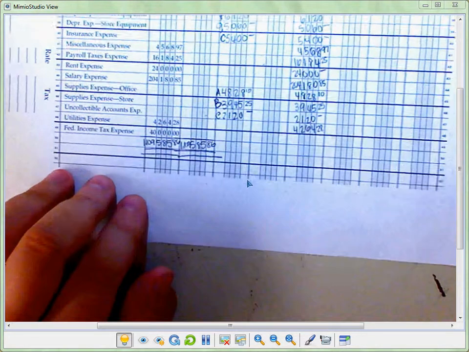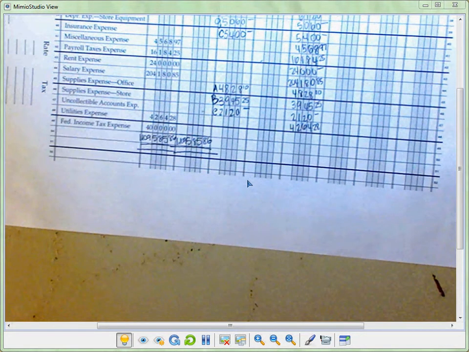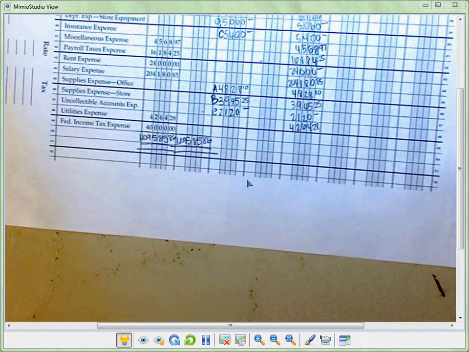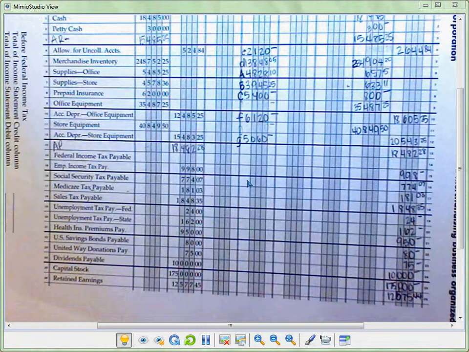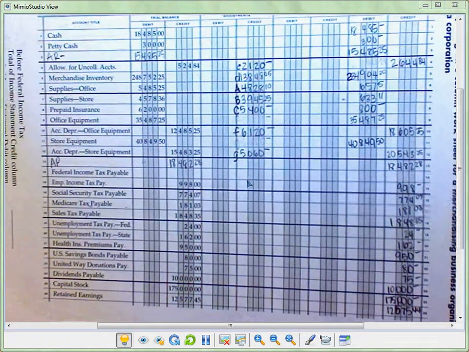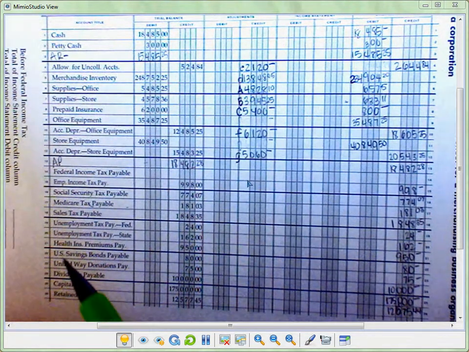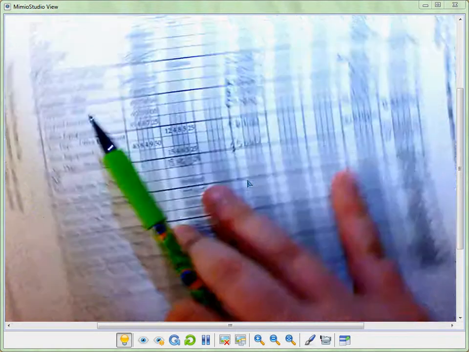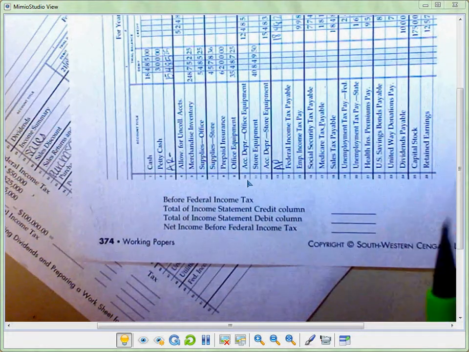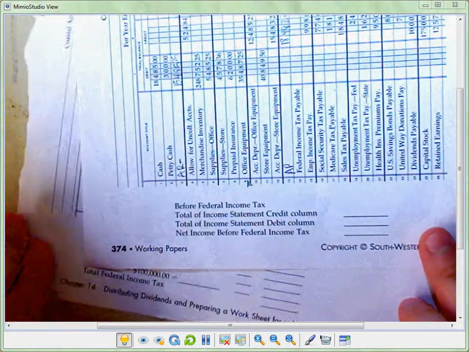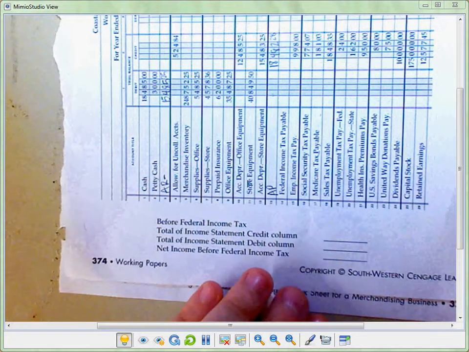Now what we need to do is on page 374, there at the bottom where it has the before federal income tax. See it on the side? So when you do this on your own, because we don't have everything done yet, you're going to just have to total them up. For time's sake, I'm just going to tell you what the totals are. You would have to add up the columns as if you were going to put the totals off the bottom.